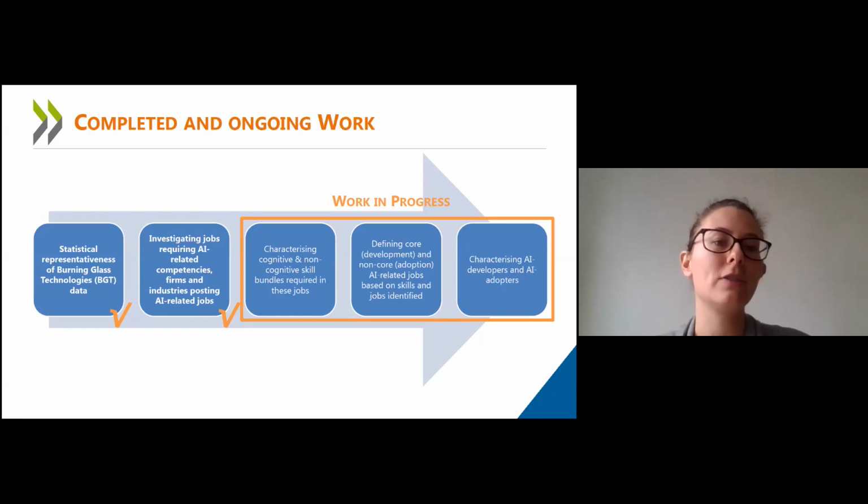And here the idea is really to get a good idea of who are the AI developers, so basically who is advancing AI, who are AI adopters. And so once we've done this, then we can characterize these AI developers and AI adopters a bit more carefully. Next slide, please.